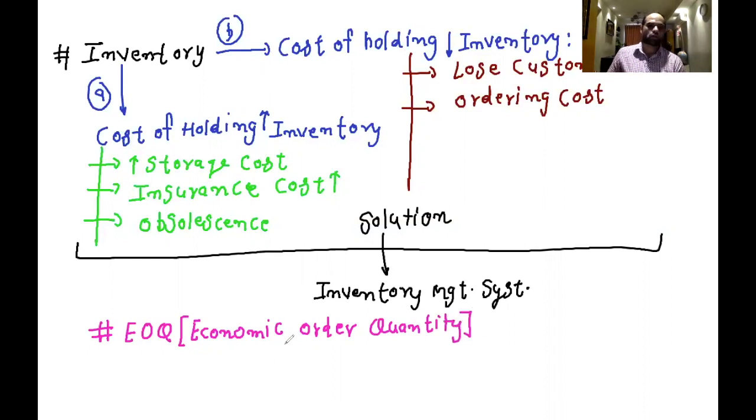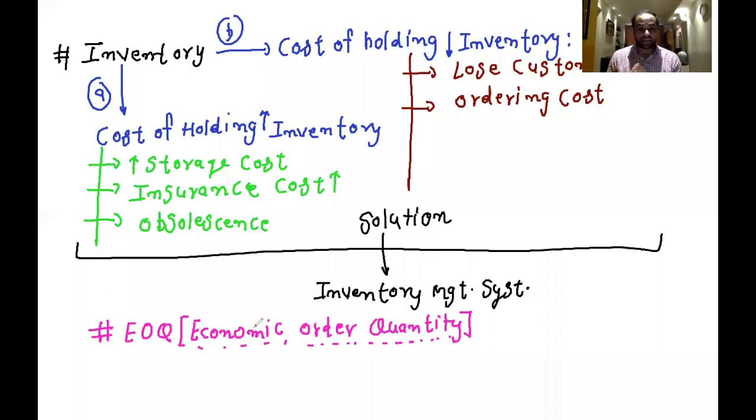Now, what is economic order quantity? What you learned from the cost of holding high inventory and the cost of holding low inventory: if you hold too much inventory, your storage cost increases. If you hold too little inventory, your ordering cost increases. So storage cost and ordering cost are opposite to each other. And what is economic order quantity? Economic order quantity means we order a quantity which is economic, which means not expensive, neither from the storage point of view nor from the ordering point of view.